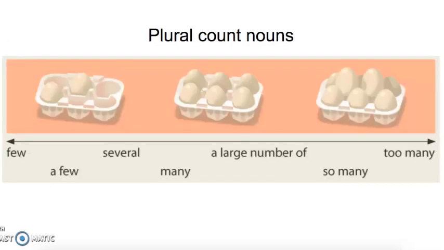Okay, so as you can see on the diagram, we have eggs. Eggs are plural count nouns. So here's the quantifiers that we use for plural count nouns. Can you make some sentences using these quantifiers? Have a go. We have a few eggs. We have many eggs. We have so many eggs.